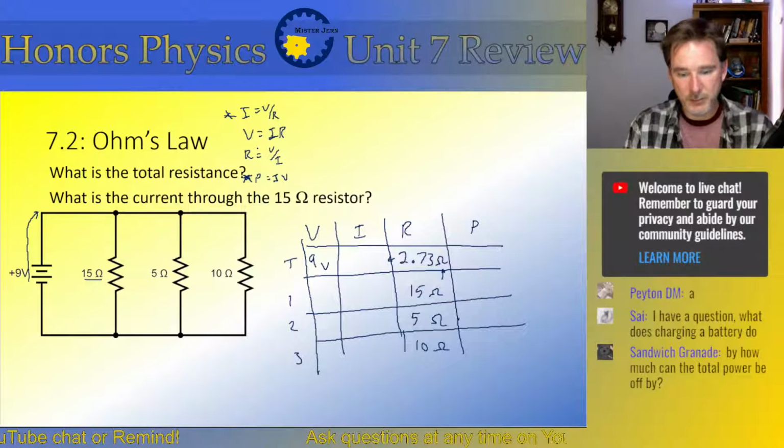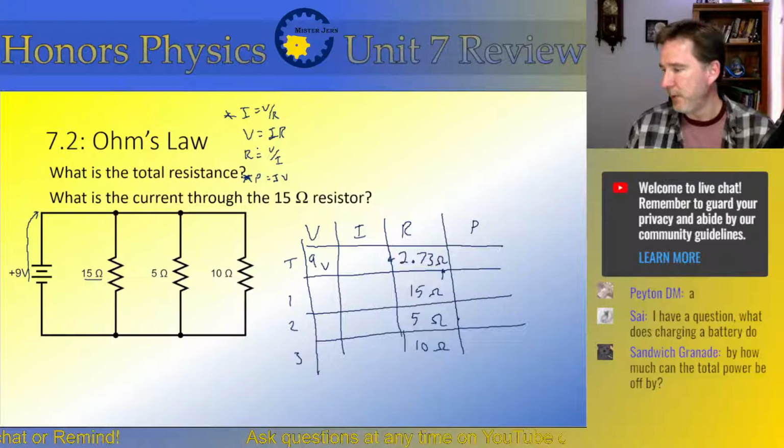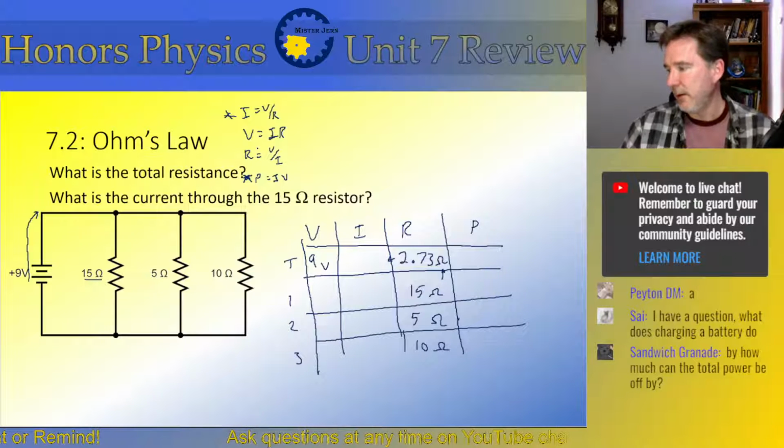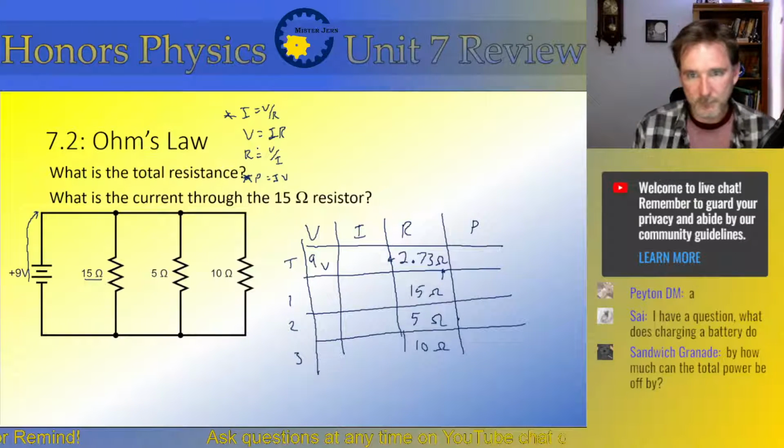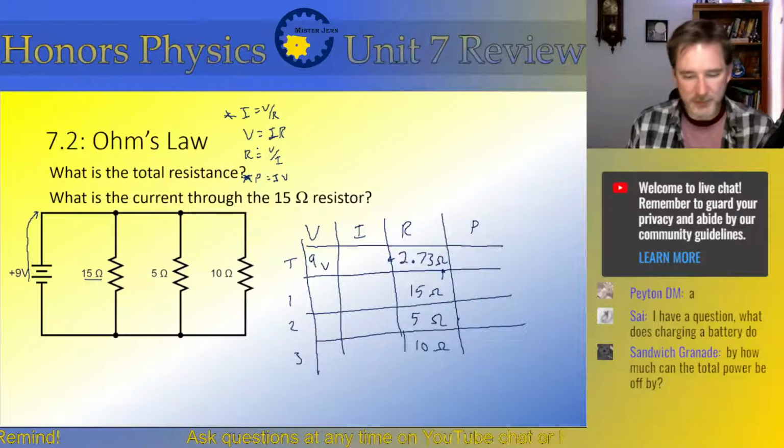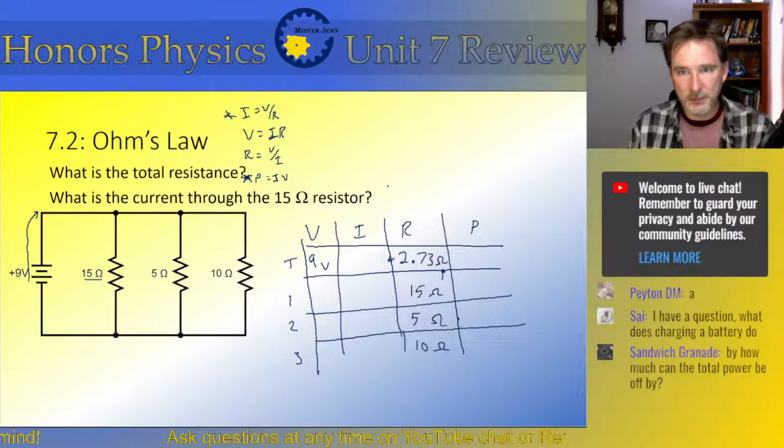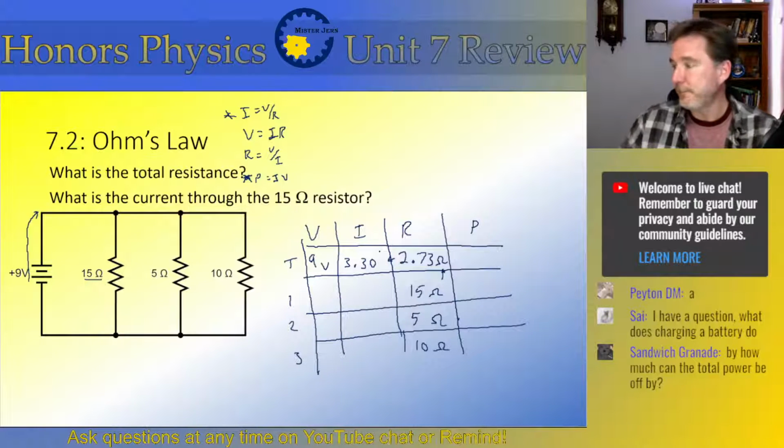V divided by 2.73. I got 3.2967. I'm going to have this in my hand as I write it because I want to see the calculator. 3.2967. I guess I'll round that to 3.30 amps.